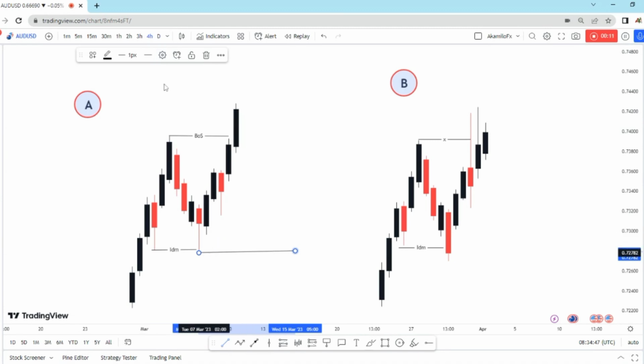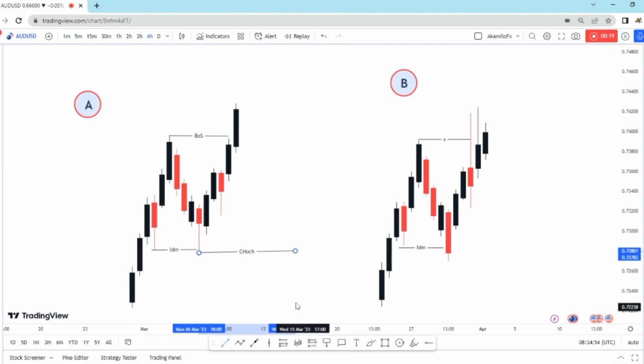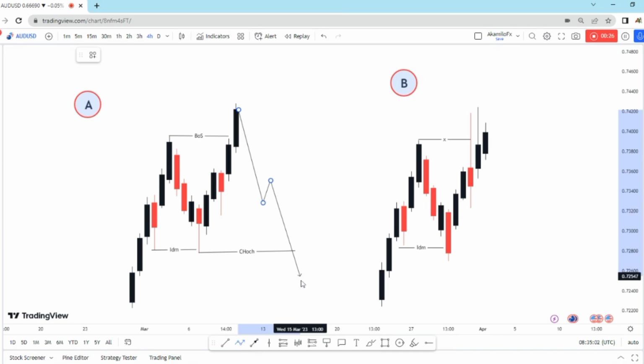So now this is our change of character, and it will be here. If price comes back and takes the low, then our change of character is confirmed. Remember, the candlestick needs to close beneath this particular low to confirm it. But if price didn't close beneath it and gives us a rejection, it will just be a liquidity sweep, not a change of character. Price needs to close beneath it.